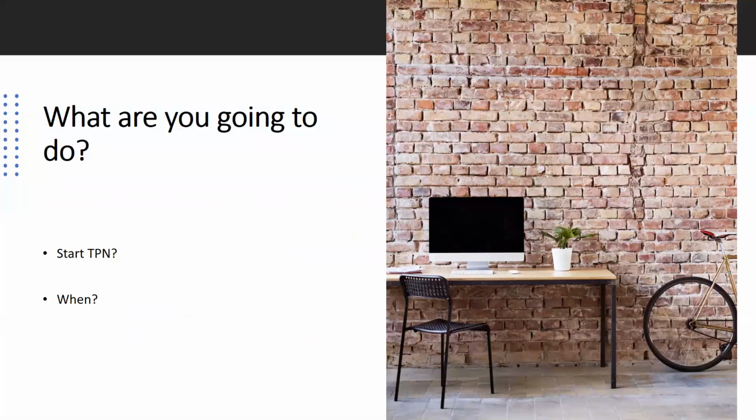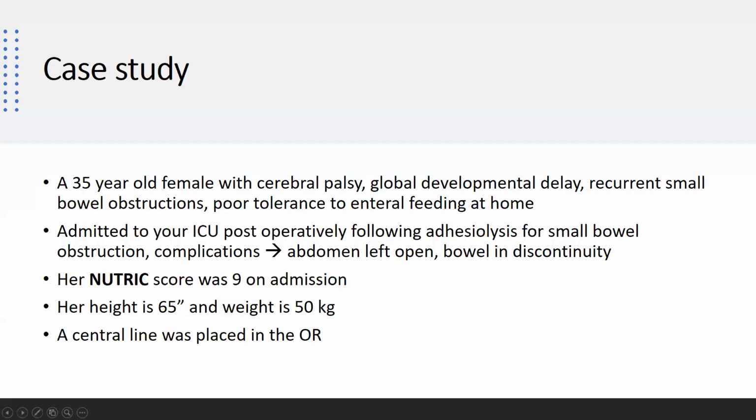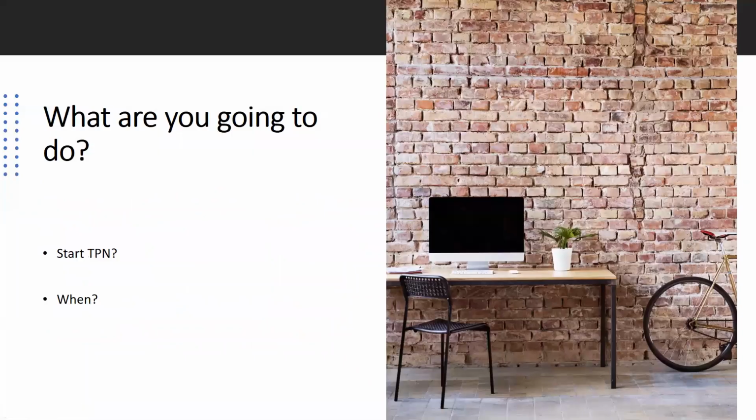Do you want to start TPN? Why? Okay. Malnourished. NUTRIC score of 9, right? So she's malnourished, she's behind. So great, start TPN. When are you going to start TPN?